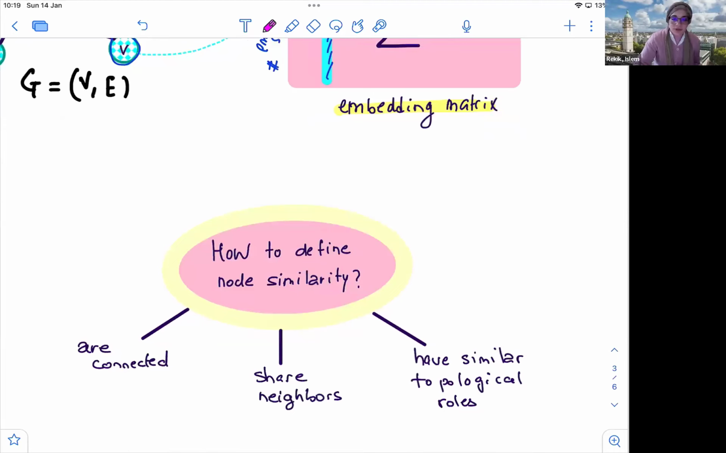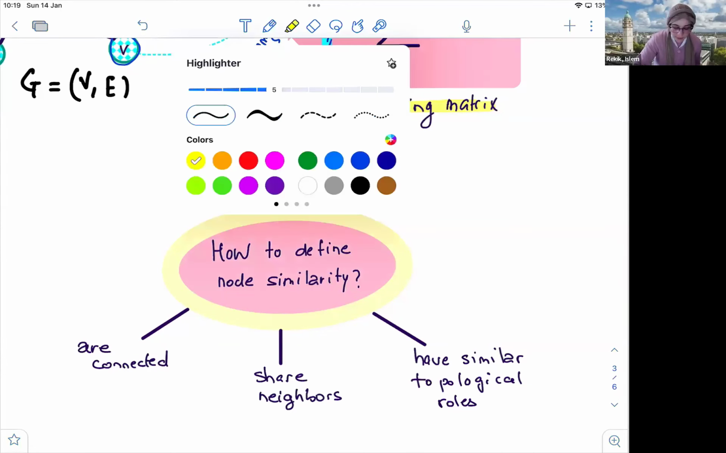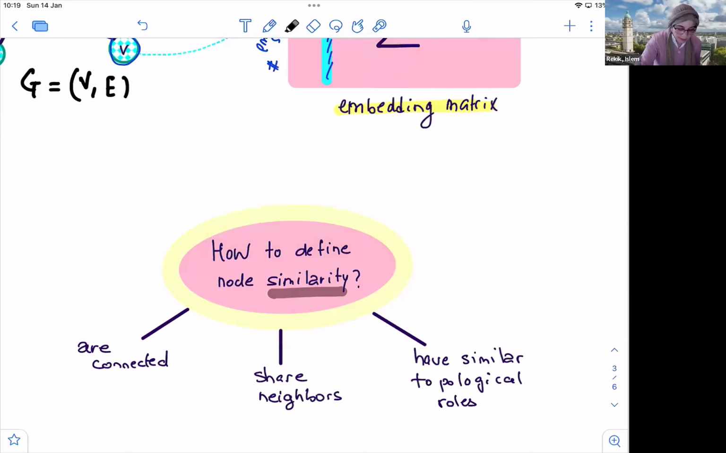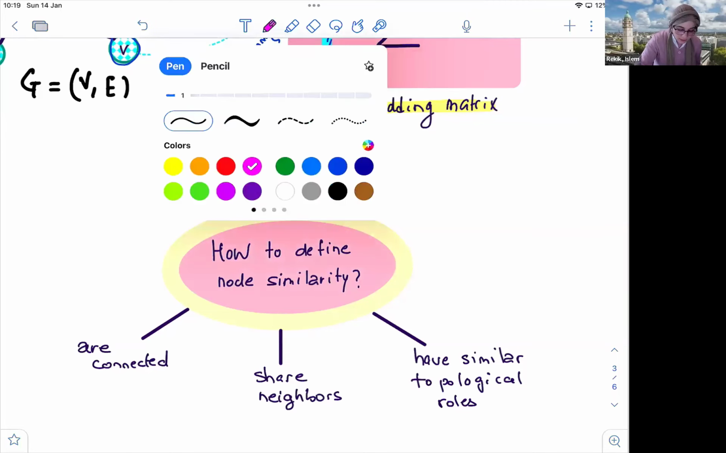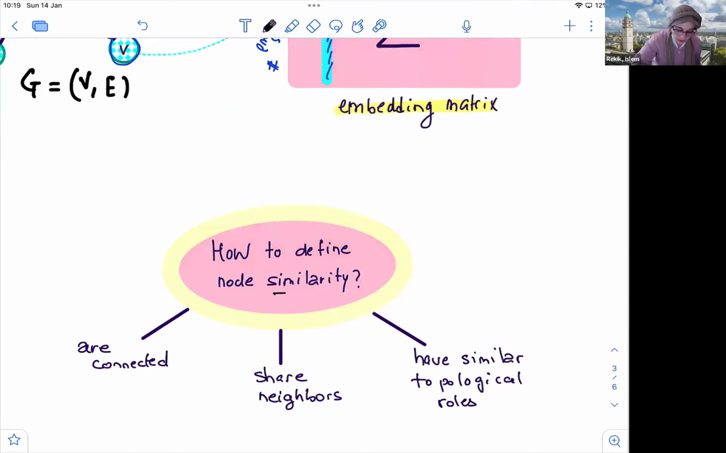There isn't a universal way of doing that, but you can think about different things when you are defining similarities. One thing is taking into account the connectedness. You can say that if two nodes are connected, then they are similar. If they are not connected, they're not similar. So these two nodes are not similar because they're not connected. So it could be based on connectedness.